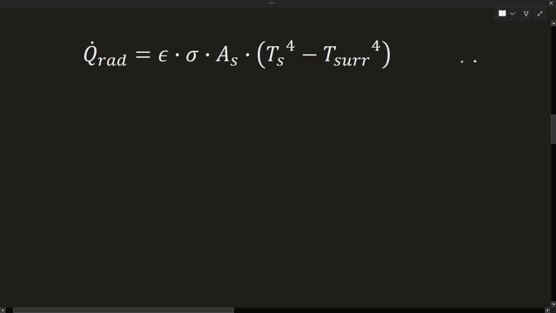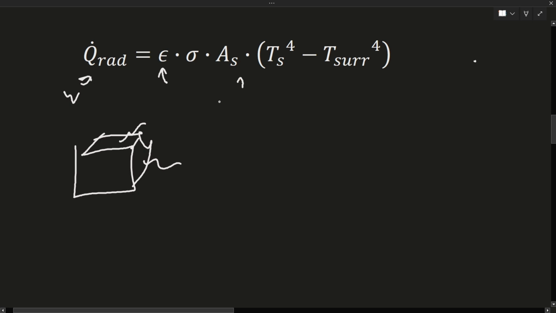Super easy. Okay, last thing, Q radiation is when you have a cube that's emitting radiation or absorbing radiation. In your problem statements, whenever they mention emissivity, your mind should go to Q radiation. So again, Q radiation is in watts. Epsilon is your emissivity. It's going to be between 0 and 1. It's basically saying how much radiation your body is absorbing. Next, sigma is just a constant. I think it's the Stefan-Boltzmann constant.